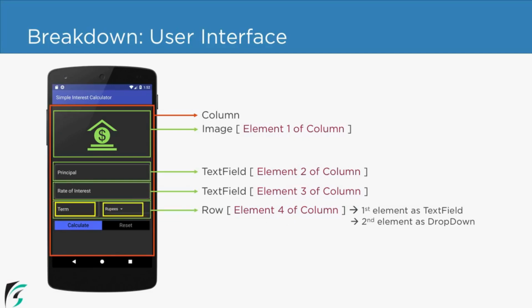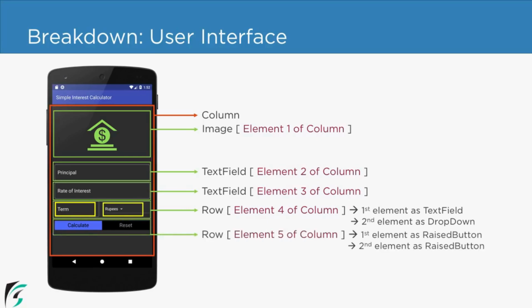Next, as a fifth element we will again have a row, and within this row we will have two same elements of raised button, arranged horizontally in a row, which you can find here within the yellow box. Now in the end we will have one more element of text, which is not visible right now.